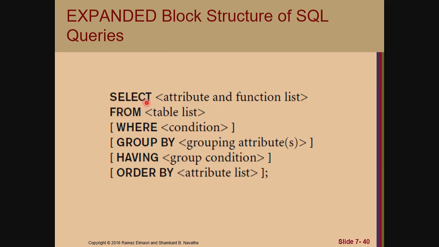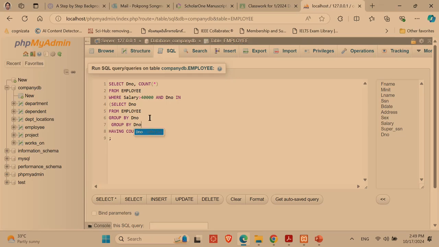The structure of them: select, from, where, group by, having, order by, using this order, okay? If you don't use this order, what will happen? Let's see. Group by. No error.